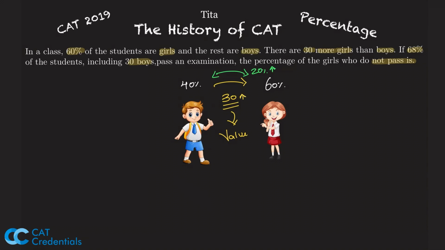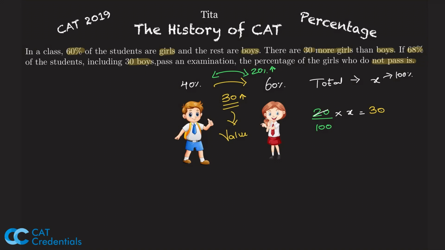So if I say the total number of students in the class is X, which means what? I'll say 20% of X will be equal to the value 30, because you know that from 40 it becomes 60. So girls are 20% more, but by value they are 30 more, which means 20% of the total number of students in the class, which is obviously your 100%, split up into 60 and 40, is nothing but 30. So that's obvious.